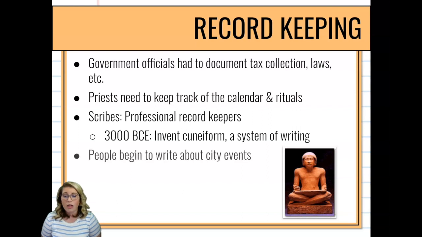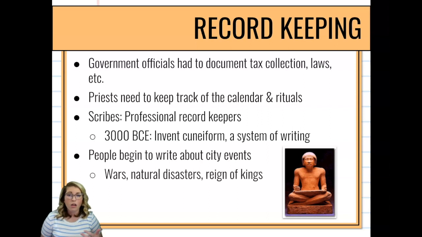So it was huge. People also begin to write about other things that are happening in the civilization and in the city around them. This is kind of for the first time as well. They start to write about wars and the natural disasters that might be occurring. Flooding was very common back then, or the reign of the king. So we start keeping track of what daily life was like. And it's great for us in the future because now we can look back and say, this is what life was like. We can kind of piece it together.